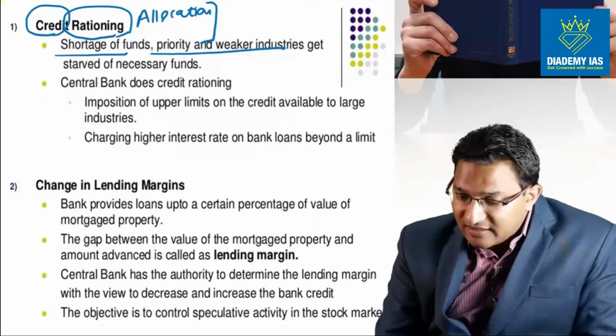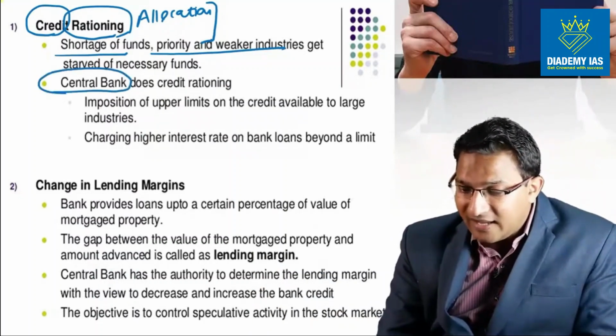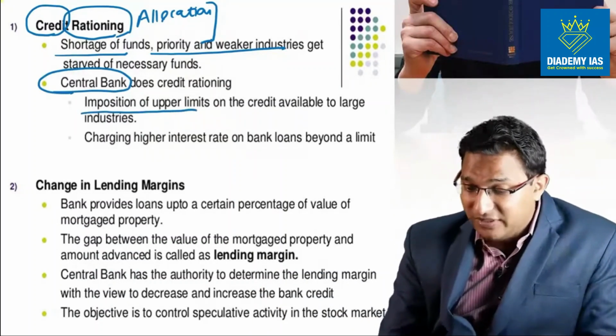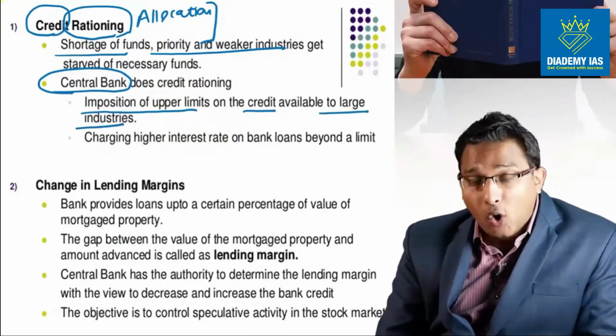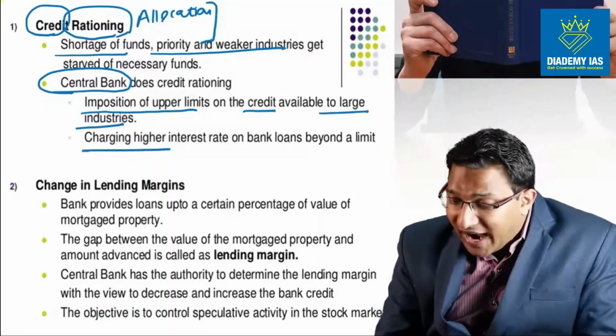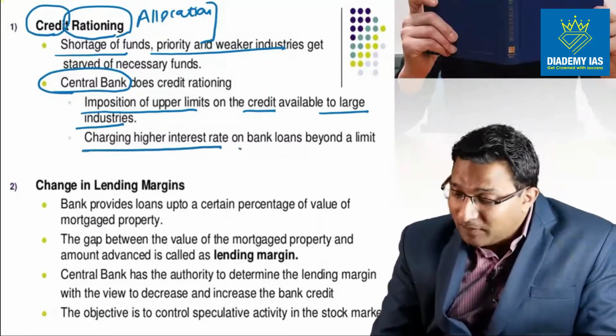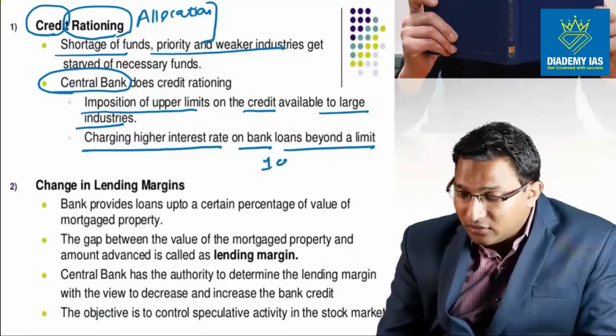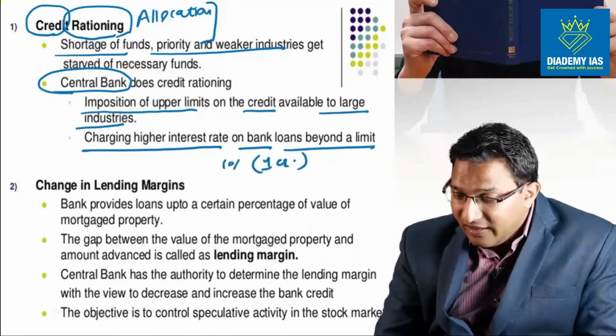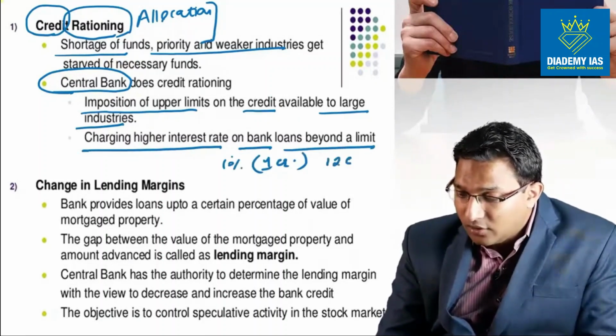So in credit rationing, the central bank can impose a maximum limit on the loan available to large industries, or it can ask banks to charge a higher rate of interest beyond a limit. So if someone is taking a loan of 1 crore, the bank will charge 10%. If someone is taking a loan of 12 crore, then it will charge maybe 15%.